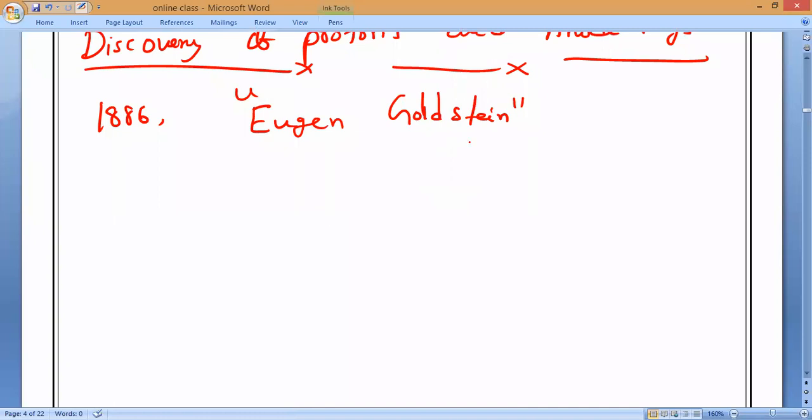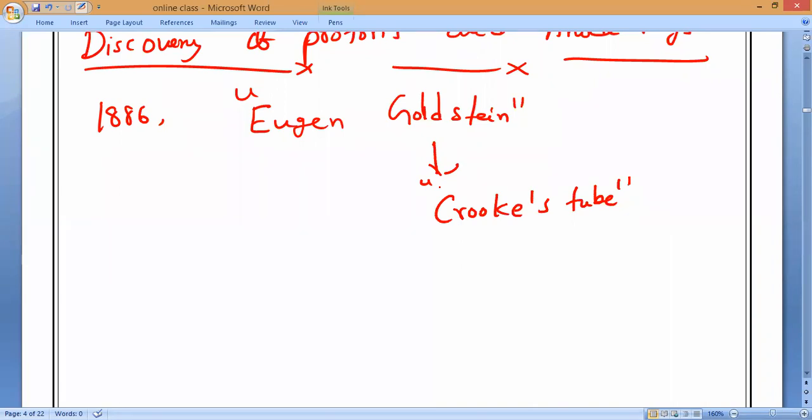In the same way, Eugen Goldstein performed an experiment in a Crookes tube. It is also similar to that only, a Crookes tube, in which a beam of positive ions was created. That is what led to the discovery of protons. That is how he found a positively charged particle called protons. So how this tube is set up, all this we will be studying.